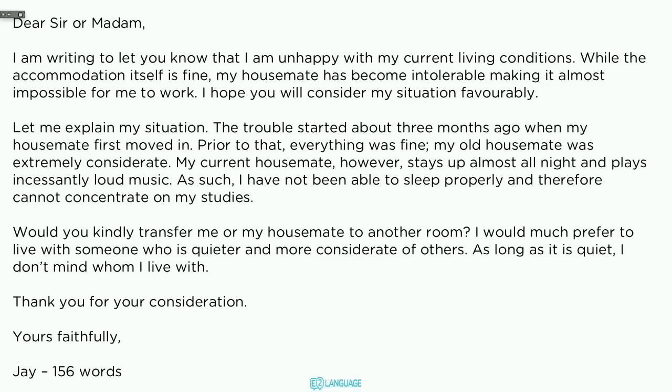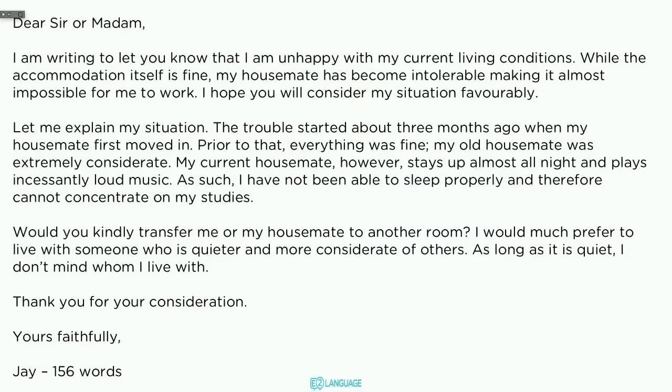Let me just read it to you quickly. This is 156 words. This is a top letter. Dear sir or madam, I'm writing to let you know that I am unhappy with my current living conditions. While the accommodation itself is fine, my housemate has become intolerable, making it almost impossible for me to work. I hope you will consider my situation favorably. So I have nailed paragraph one, that first bullet point, paragraph one, boom, done.